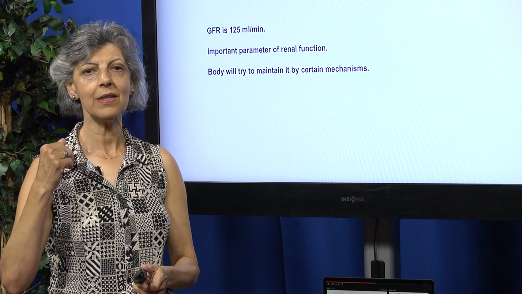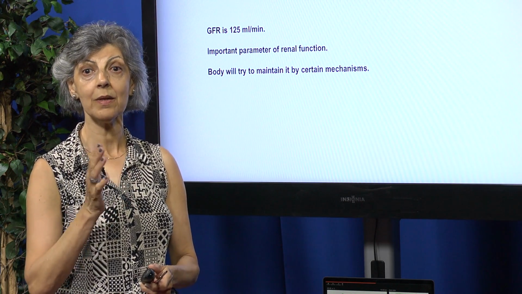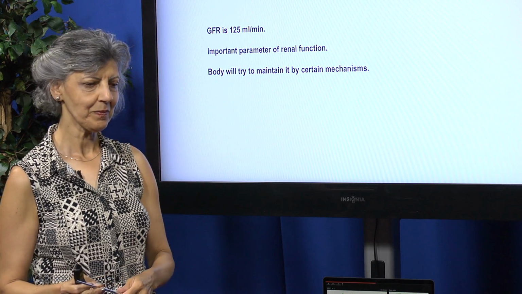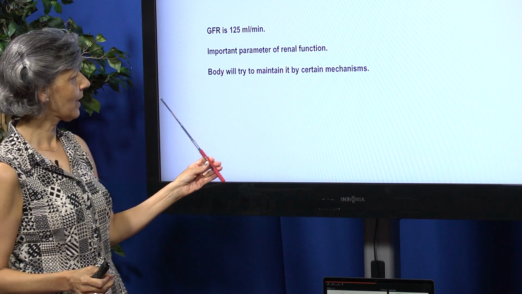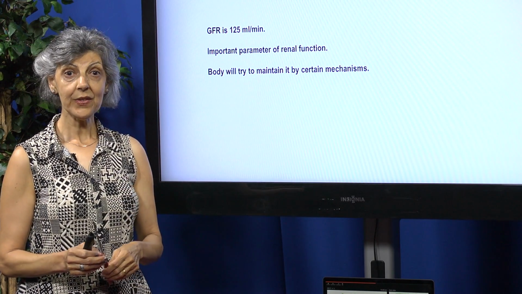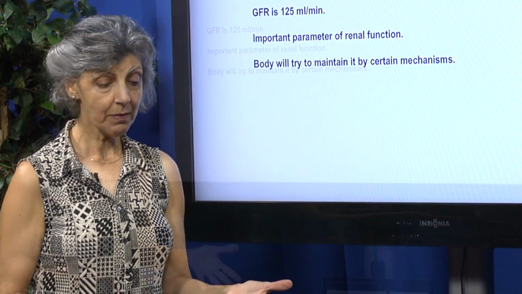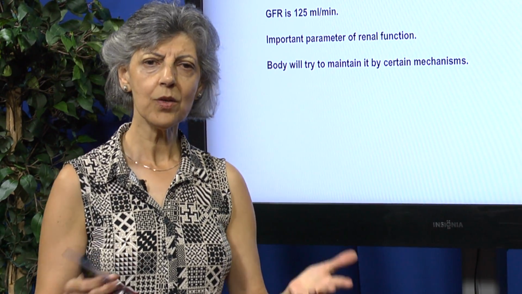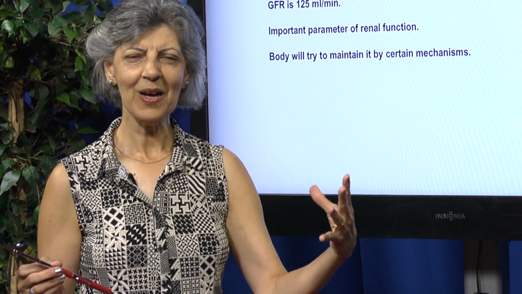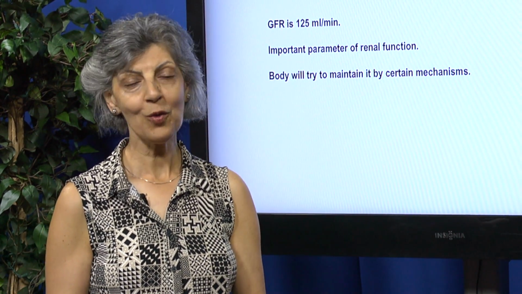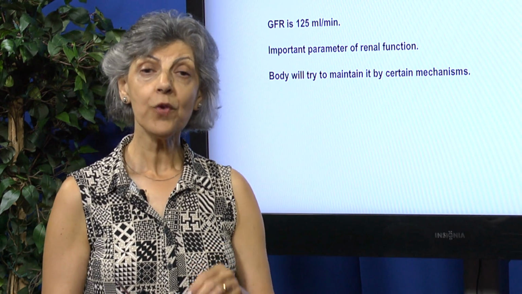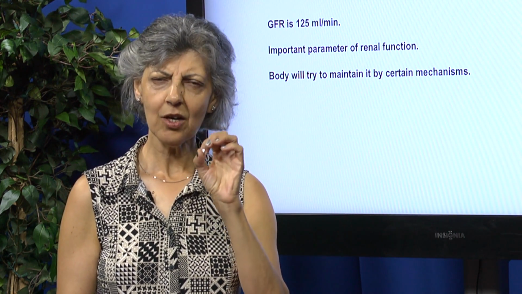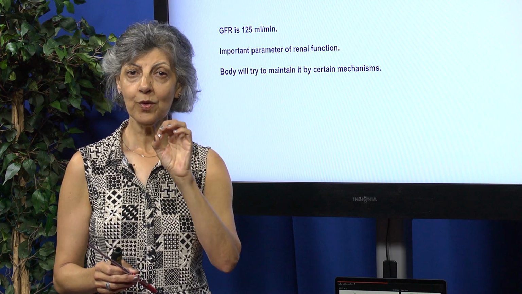We want to maintain this rate all the time. We do not want toxic substances to remain in the blood. So it's a very, very vital part of the renal function. Now, the body will want to maintain this by different mechanisms, and we're going in a minute to discuss the different factors that are going to play a role in maintaining this normal glomerular filtration rate. But before doing this, we're going to zoom in on a very important area of the anatomy of the nephron, which will play a role.